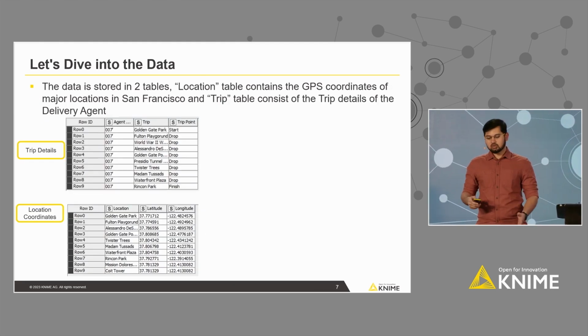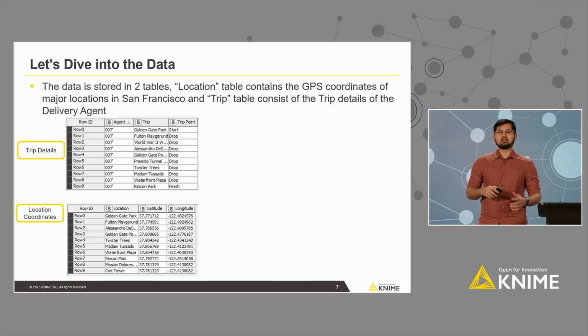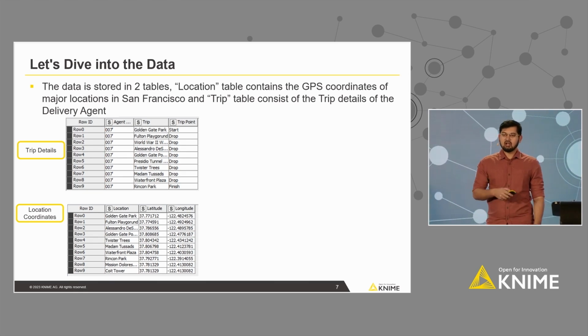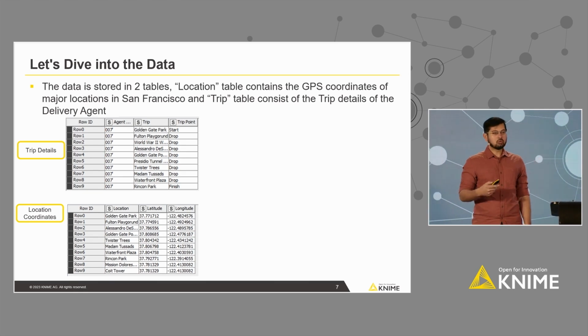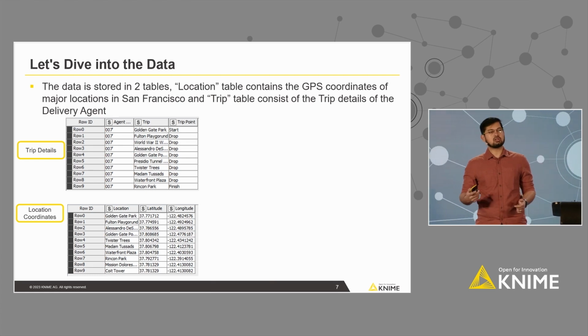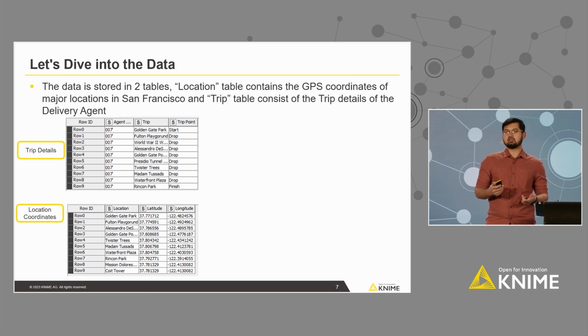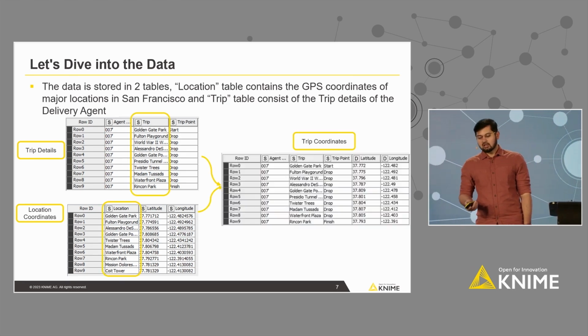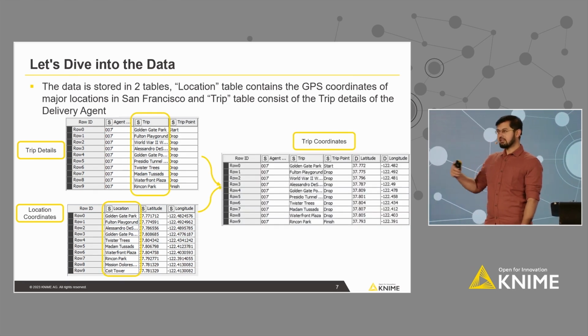When I look towards data, I see that there are 2 sets of data. First of all, I have trip details, that is, the route taken by a particular delivery agent. And in the second part, I look at the location coordinates of all the important locations in San Francisco. That means I have the longitude and latitude information, which I can use. Now, when I join this data, I get the entire set.